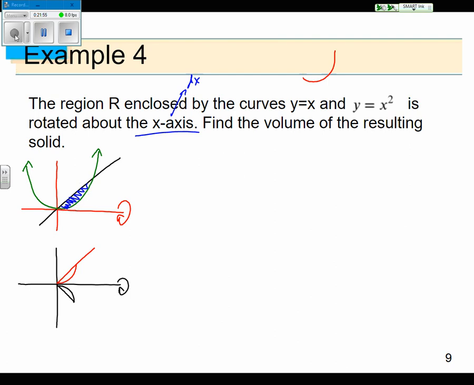So my shape isn't going to be a full bowl this time. If I was to cut this coming straight down right here, what I would get for its cross-sectional region would be, see what that is?